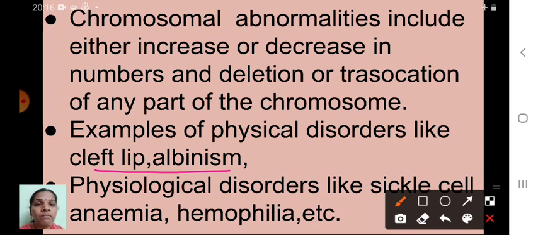Next one is physiological disorders like sickle cell anemia and hemophilia. Understood, children? So what do physiological disorders mean here? See here, an example is sickle cell anemia. What is meant by sickle cell anemia? That also I will teach you later. Hemophilia is also a genetic disorder, and these people are affected by it.